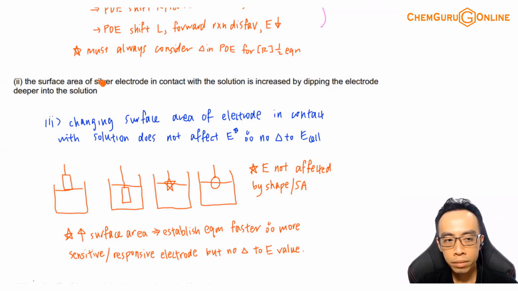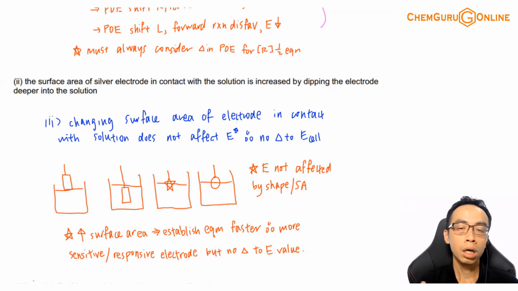Now, for the second part, involving the surface area of the silver electrode being increased by dipping the electrode deeper into the solution. Changing surface area actually doesn't really affect the E value, because if it does, if you think about it, then when we consider standard conditions, which is temperature must be 298 K, pressure must be 1 atmosphere or 1 bar, concentration of ions in solution has to be 1 mole per dm cubed.